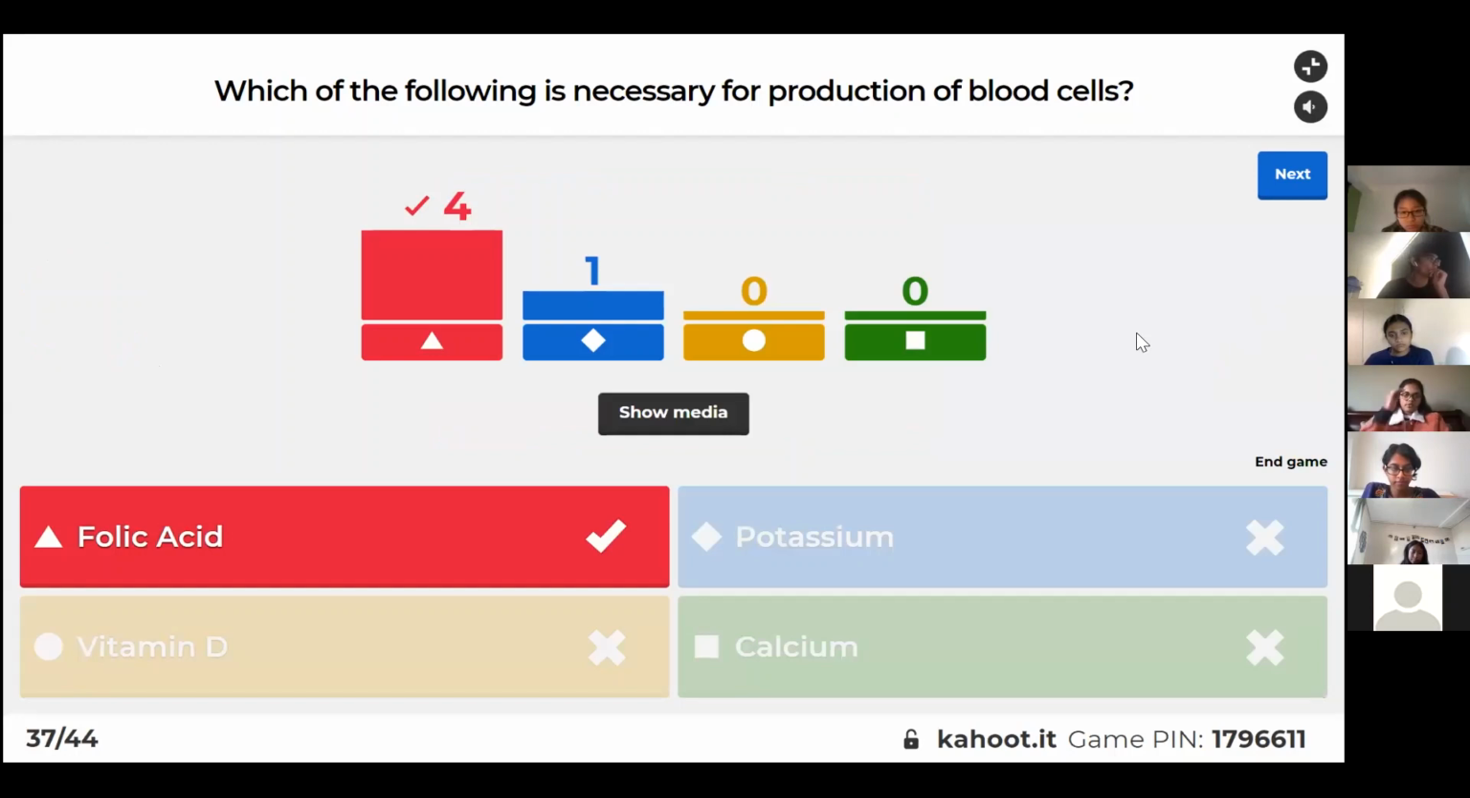Cool. So most of you got that. In terms of what's necessary for the production of red blood cells, you need iron, B12, and folic acid. All of the other options were just to throw you guys off, but just those three there.